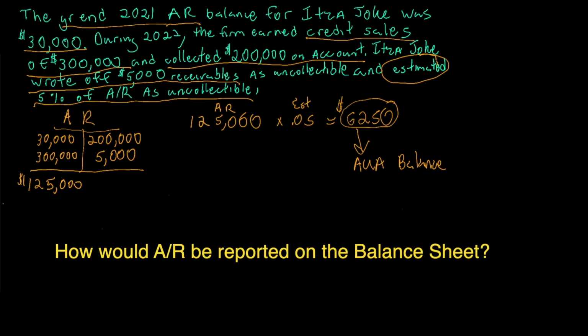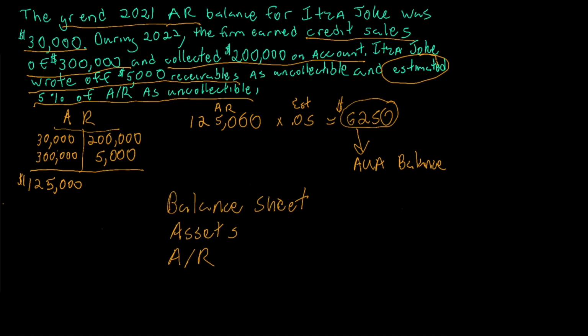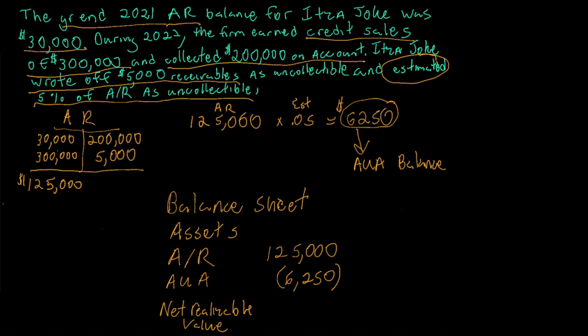$8,150. And so although the requirement didn't ask us to complete this, I like to show you guys how accounts receivable will be reported on the balance sheet. And so we're going to report this at its net realizable value by taking the accounts receivable ending balance, which is $125,000, and subtracting the contra account under it, the allowance for uncollectible account, which balance happens to be $6,250. Our net realizable value on the balance sheet should be a total of $118,750. So there you have it, gang.